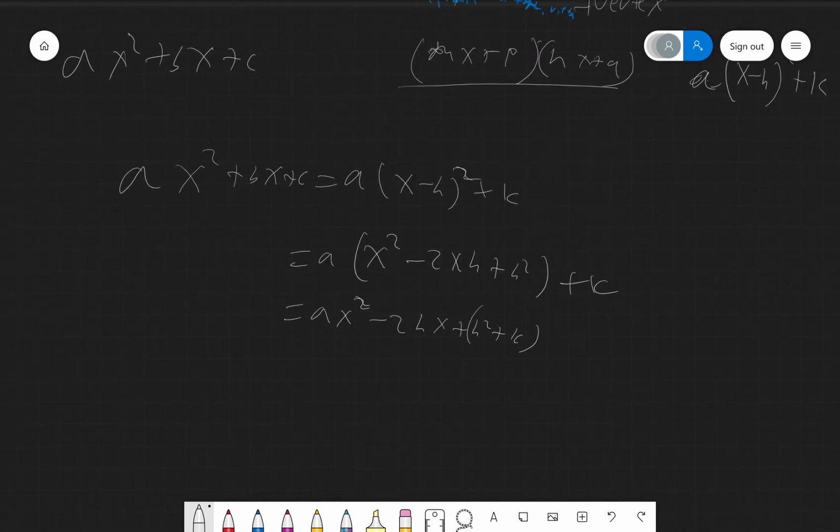So now what we can say is that a equals a, right? Simple. So now we're gonna set this equal. We're gonna have ax squared plus bx plus c, and obviously the coefficients of x squared are the same, so we don't need to set them equal and solve. So a equals a. We can subtract on both sides. Now the hard part. So negative 2h equals b, and then h squared plus k equals c.